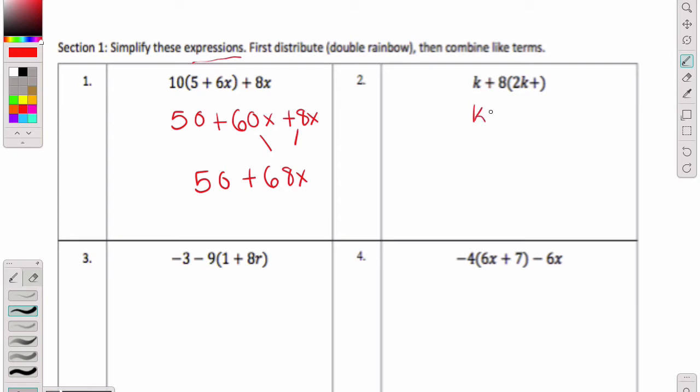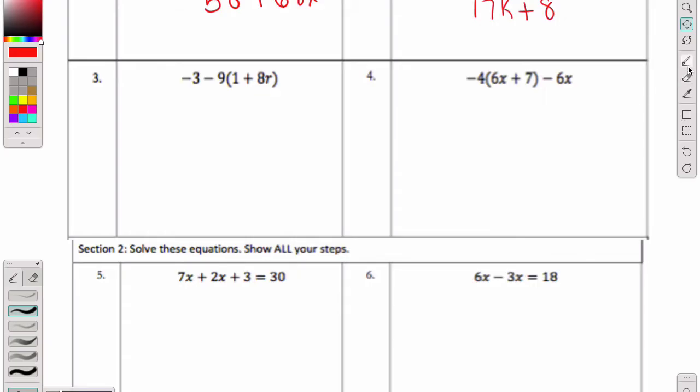So we'd have k plus 16k, sorry. And for my students, the answer would be 17k. Now, if your teacher told you that there's a 1 here, then your answer would be 17k plus 8. Okay? And much like the other ones, it's the distributive property.